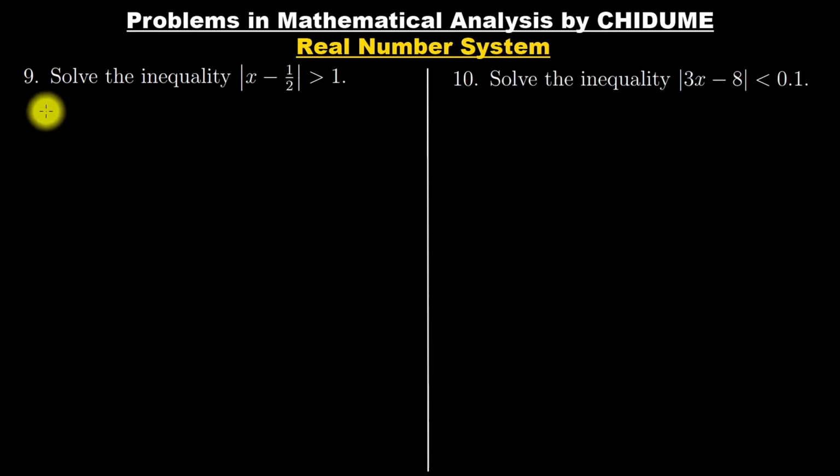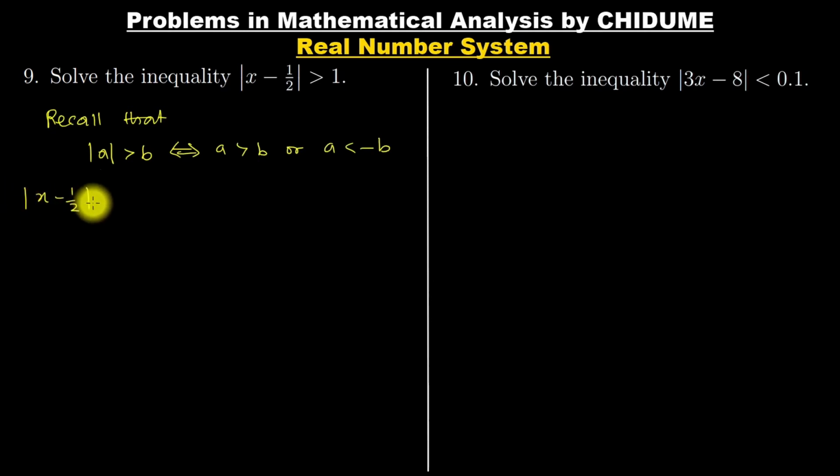Okay, so you recall that if you have the absolute value of A greater than B, this implies that A is greater than B, or, look at the word "or" here, A is less than the negative of B. So if I have the absolute value of x minus 1 over 2 greater than 1, this implies that x minus 1 over 2 is greater than 1, or x minus 1 over 2 is less than the negative of 1.